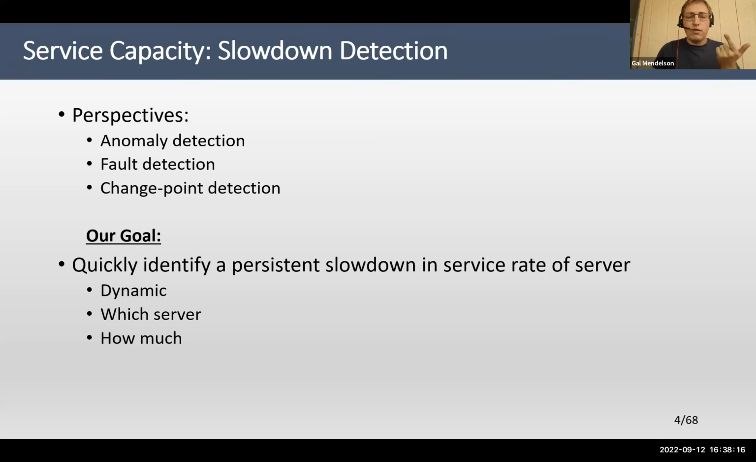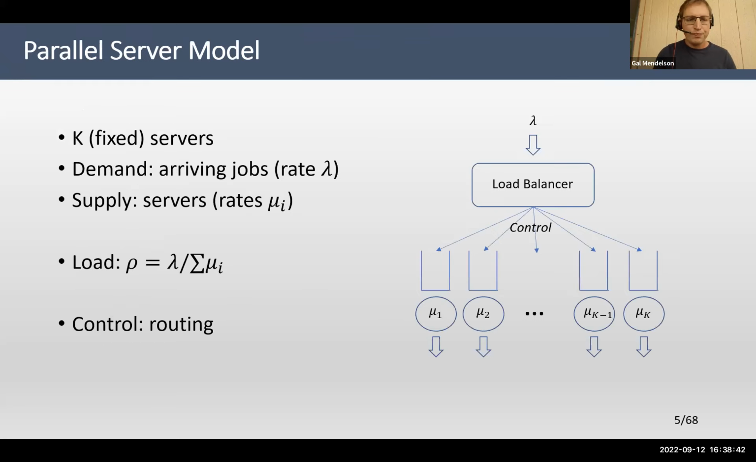So there's an element of identification here, which will be important, and I will talk about this. And also some indication of by how much it slowed down. Is it 2% or 90%? I don't mind if you don't tell me that the server slowed down by 2%, but I do want you to tell me if it slowed down by 90%. So this will drive our engineering thinking about this problem.